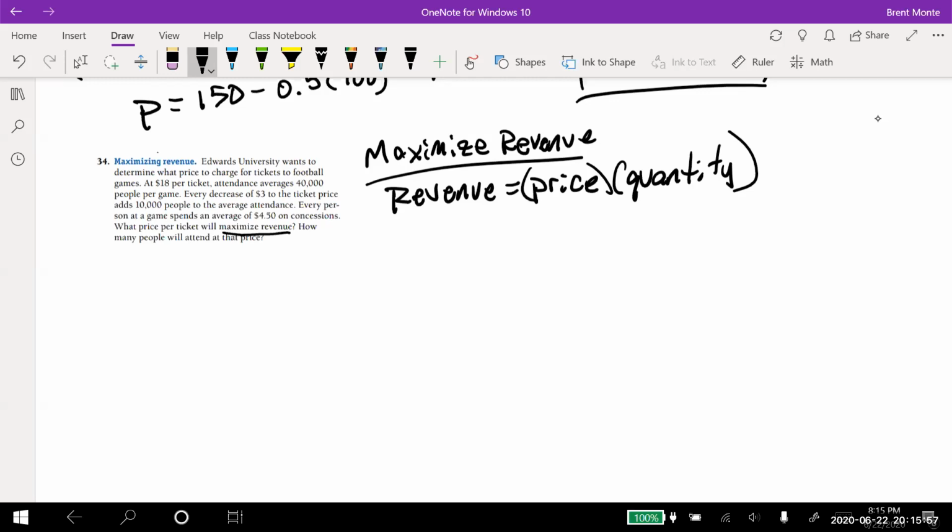All right, so here's where we have to be careful because the price is changing. So right now for revenue, what's the price? Well, right now they're charging $18 per ticket, but they're thinking about changing the ticket price. They're thinking about dropping the price in increments of $3, because it says every decrease of $3 to the ticket price. Well, I'll put this over here. Let x equal the number of $3 drops in ticket price.